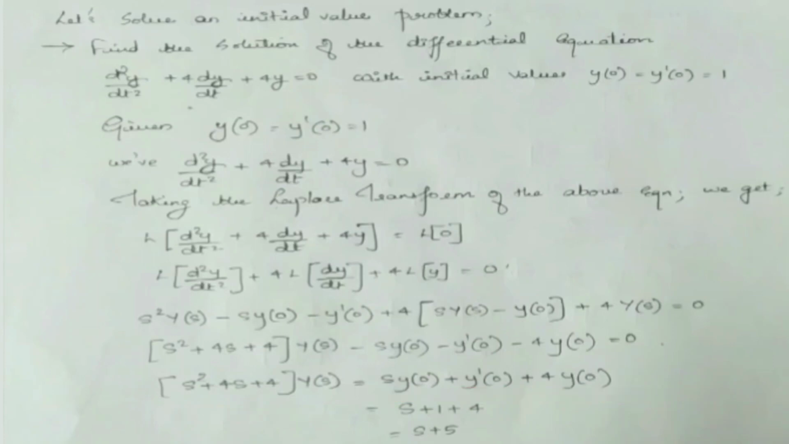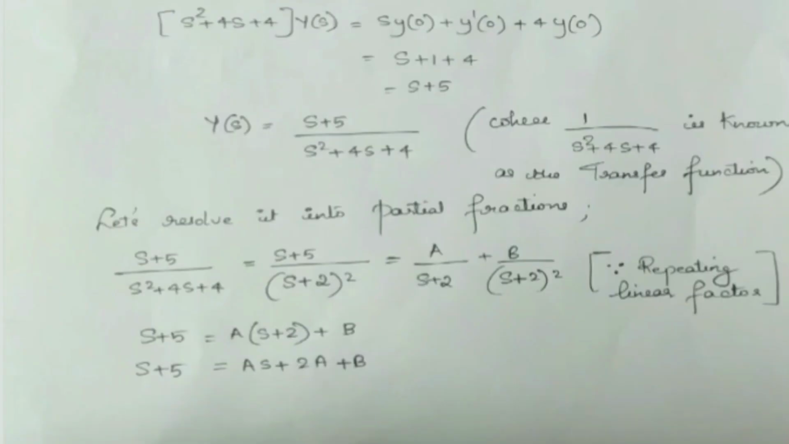Now we know that y of 0 is equal to y dash of 0 is equal to 1. So s plus 1 plus 4 is equal to s plus 5. Therefore, y of s is equal to (s plus 5) by (s square plus 4s plus 4). That is, we can bring this 1 by (s square plus 4s plus 4) term to the RHS in order to obtain the value of y of s. And this function 1 by (s square plus 4s plus 4) is known as the transfer function. We'll deal with this topic in a separate video.